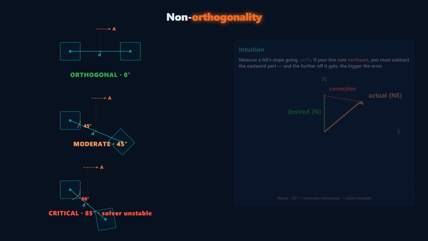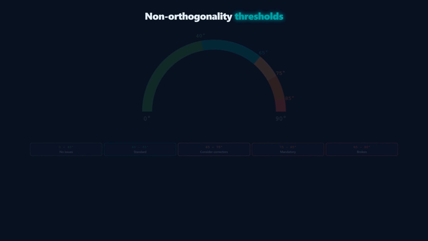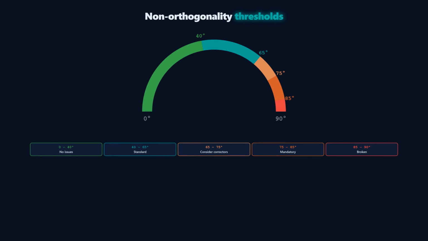Think of it like measuring the slope of a hill going north. If your only measurement line runs northeast, you have to subtract out the eastward component. The further your line deviates from north, the more error creeps in. Below 40 degrees, no issues. 40 to 65 degrees, standard discretization schemes handle it fine. Between 65 and 75, you should consider adding non-orthogonal correctors in OpenFOAM. Above 75, you need them. Above 85 degrees, the mesh is essentially broken. No reasonable number of correctors will fix it.